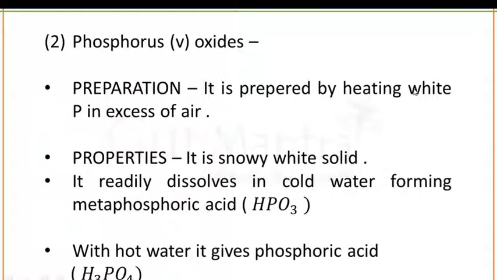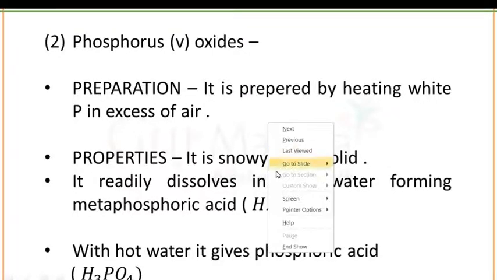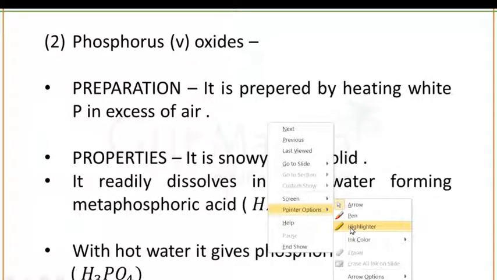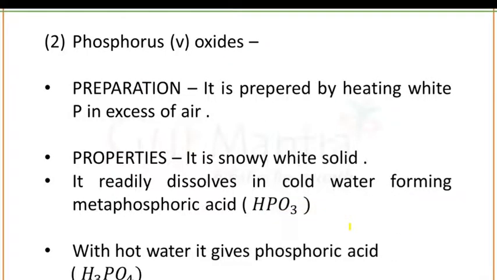agent. If you talk about the preparation method for phosphorus pentoxide, it is prepared by heating white phosphorus in excess of air. To prepare trioxide of phosphorus, what you have to do? You have to give a lesser amount of air. But for preparing phosphorus pentoxide, you have to give excess air.